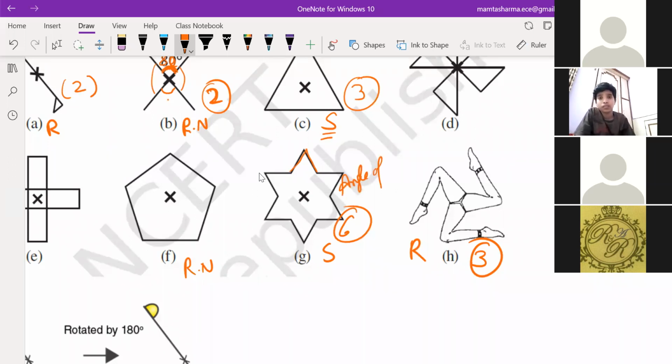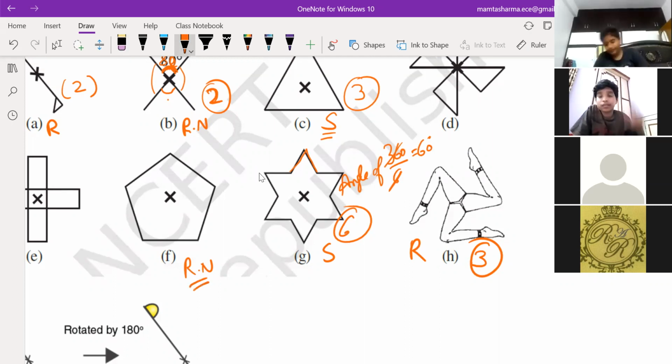Shiva Pranav? Ma'am, 360 by 6. Yes, 360 by 6. This is not degree, it is 360 by 6. Yes, Ritvik Nimala? Pentagon. The number of sides of a pentagon is 5.